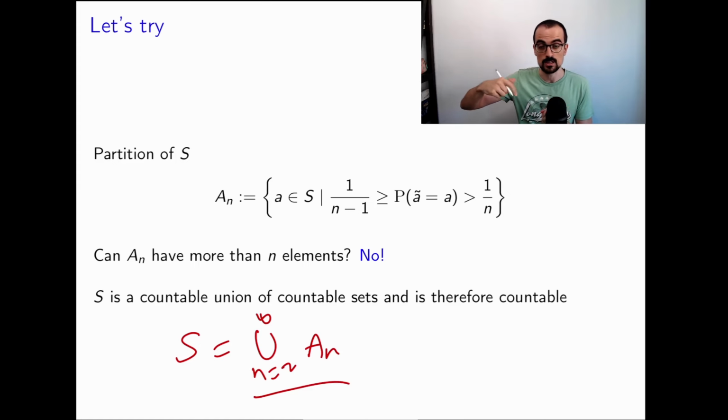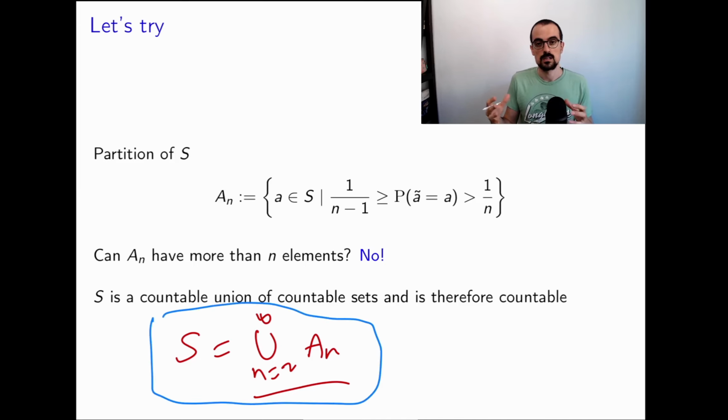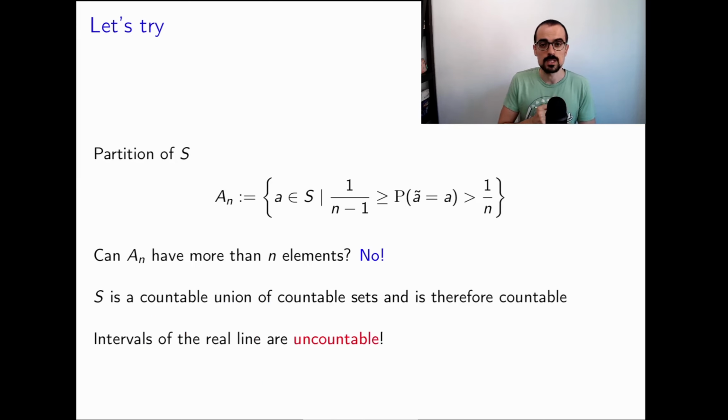It's a countable union, and each of the sets within this union is finite. It has at most n elements, and definitely countable. So we have a countable union of countable sets. That means that the points to which we're assigning probability are a countable set. And this is problematic because the whole interval is uncountable.